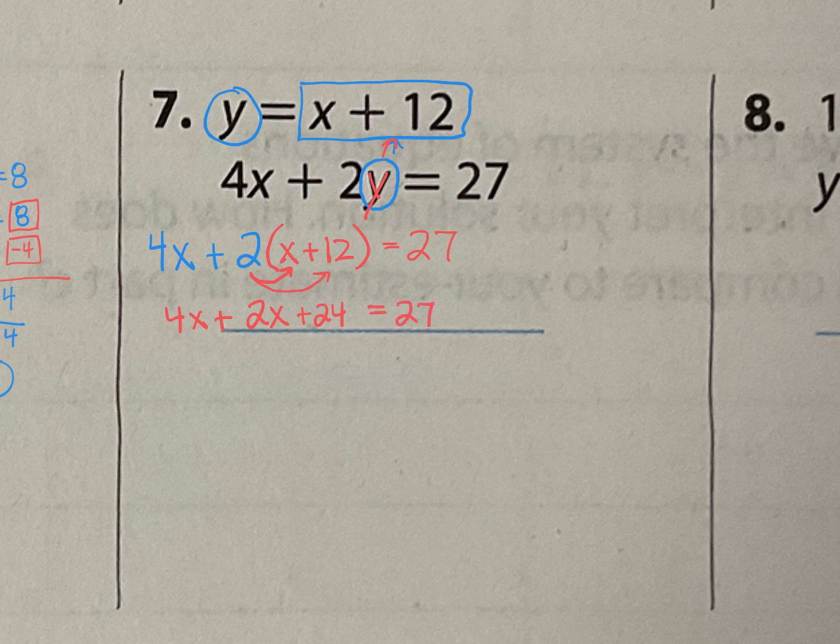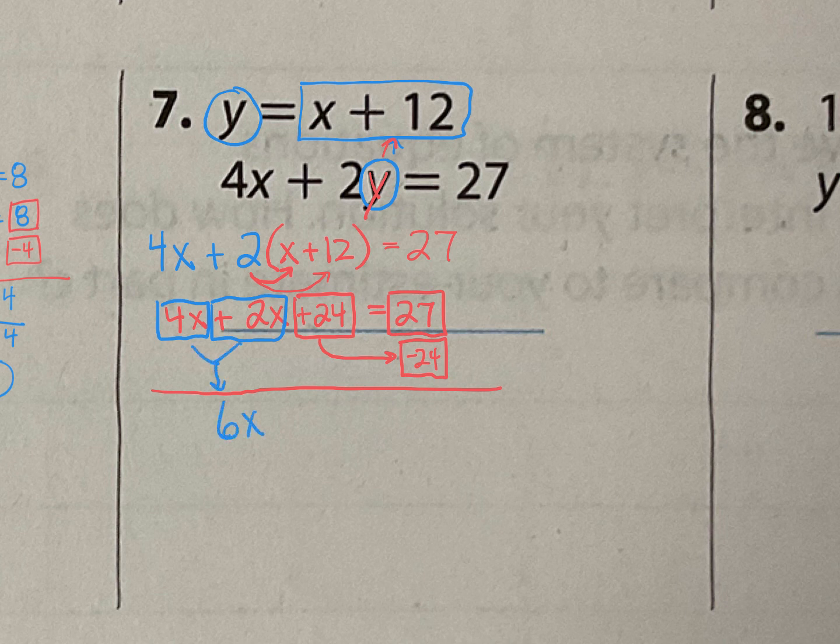Now we can start solving it because we got rid of the parentheses. We have x terms and a number term. If I want to separate them, the blues are already on the left. Let's make the reds on the right. So this guy's got to switch sides and be negative 24. And then the blue guys are already on the same team. We can add those together. 4x plus 2x is 6x, equals 27 minus 24, which is just 3.